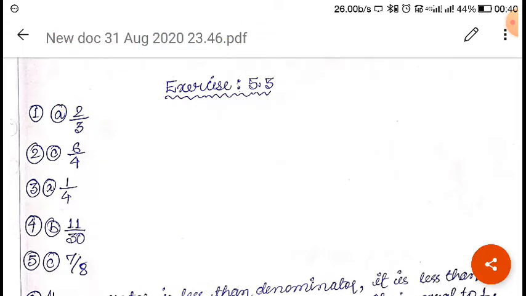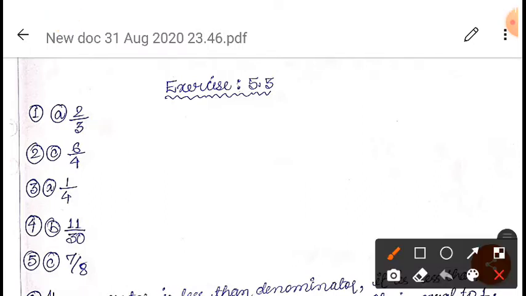It is a very simple concept which you have to keep in mind: if the denominator is bigger than the numerator, then such a type of fraction is called a proper fraction. Okay, now reverse that one. If the denominator is smaller than the numerator, then it is an improper fraction. If the denominator is less than the numerator, then it is an improper fraction.